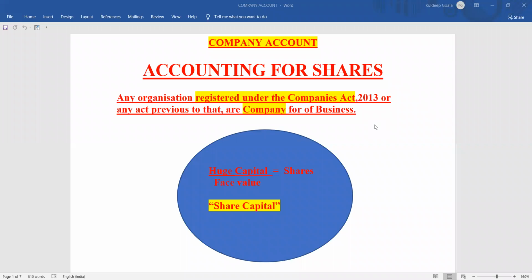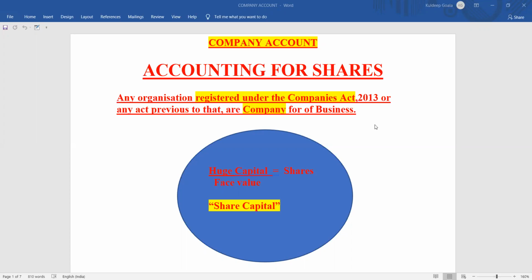In the previous class, we completed the chapter on accounting for not-for-profit organizations, and today we are moving forward with a new chapter, that is company accounts. This is the second part of your syllabus, where you will be learning about accounting for a company, specifically accounting for shares and accounting for debentures. How the accounting treatment is maintained in the company regarding shares as well as debentures. Okay, so let's start.